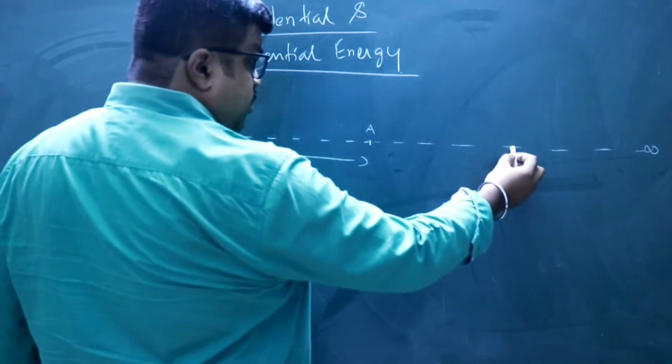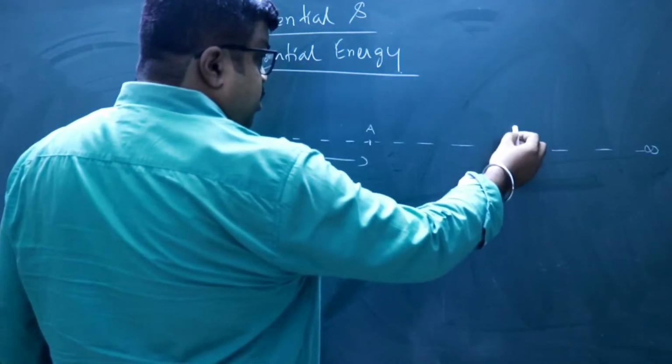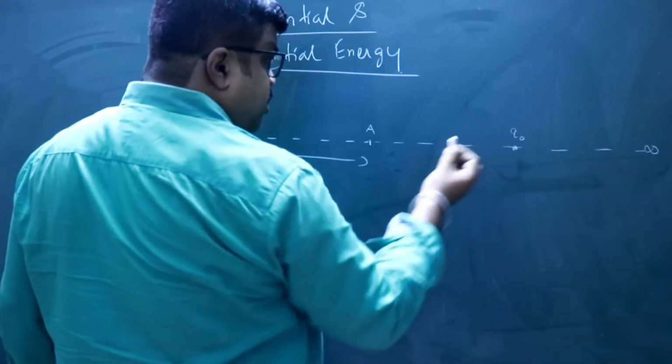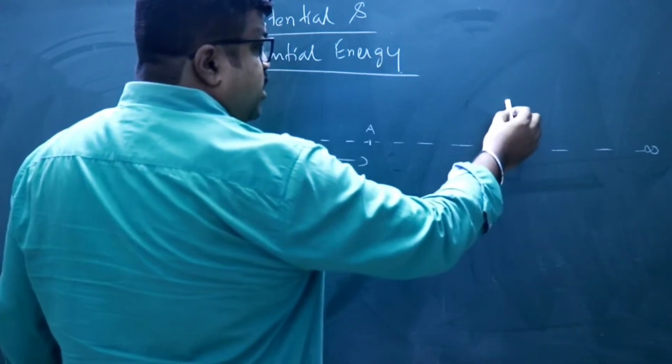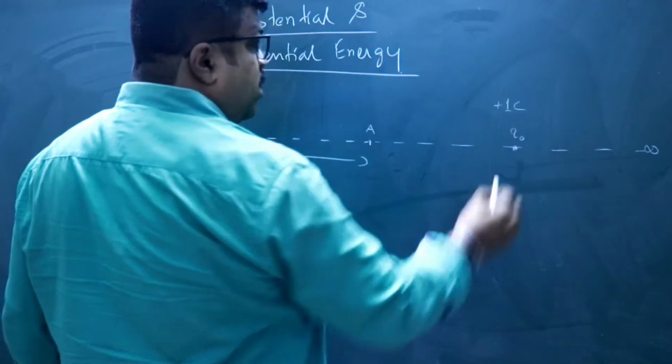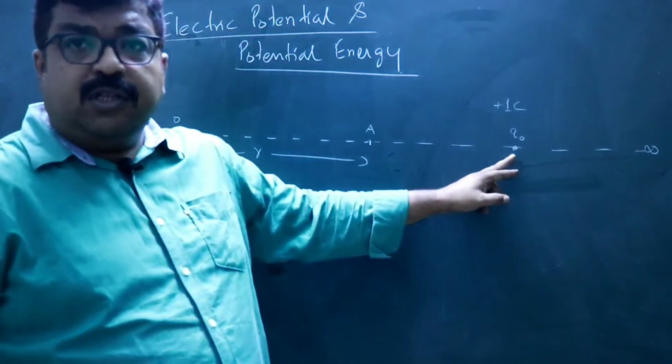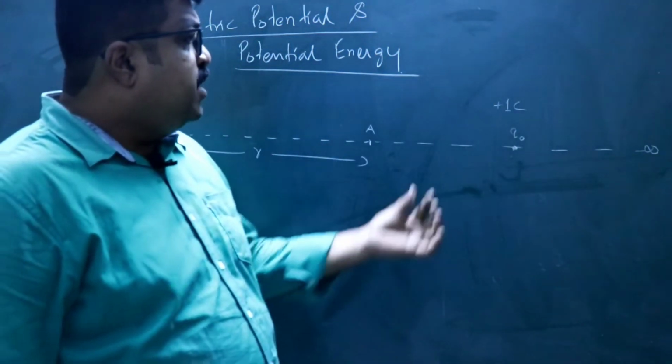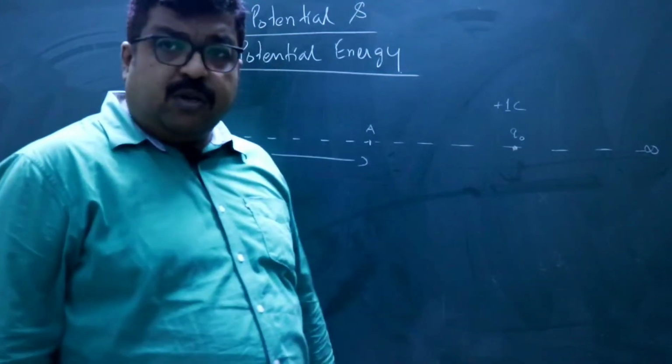Suppose the charge has reached this particular point, so we are bringing charge Q naught from infinity. In your NCERT it is given as +1 coulomb. Instead of Q naught they have given it as +1 coulomb. I am just taking it as Q naught.